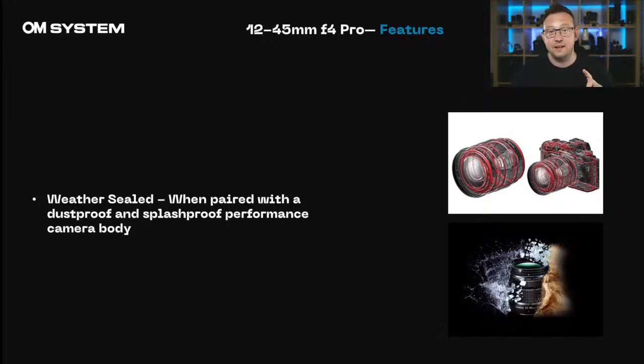So that would be either an EM5, an EM1 series camera, or indeed, of course, the OM1. Most of you already know that. But if you're just checking us out now to see what's available, it's really important to make sure you're matching weather sealed lenses to weather sealed bodies before you go out in that thunderstorm taking pictures. And of course, it's not just water. The lenses and the bodies are dust proof and freeze proof as well.